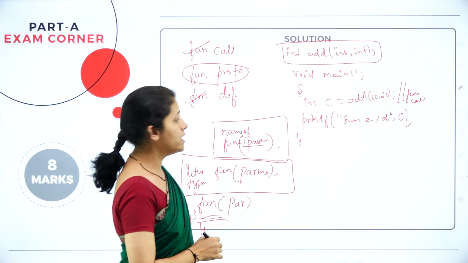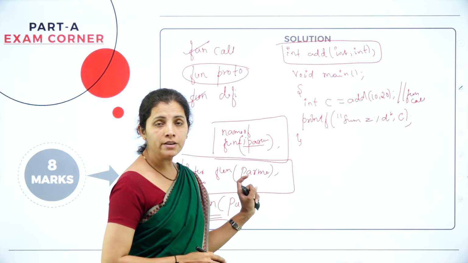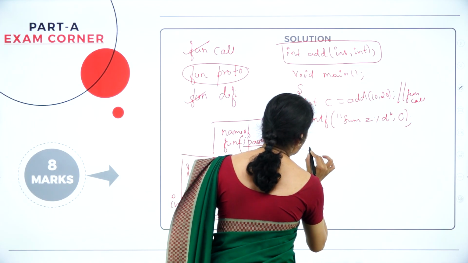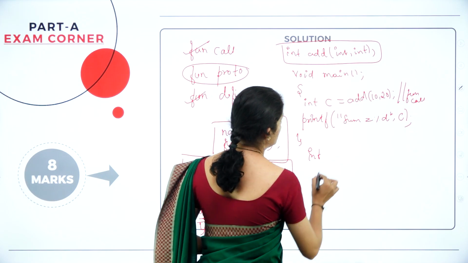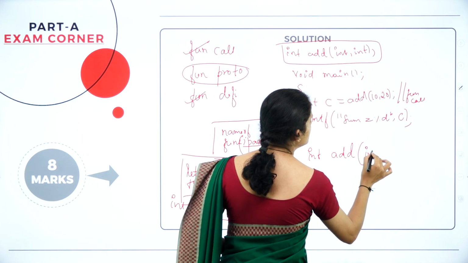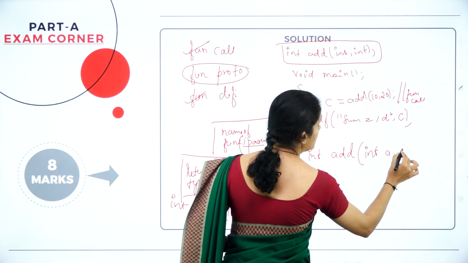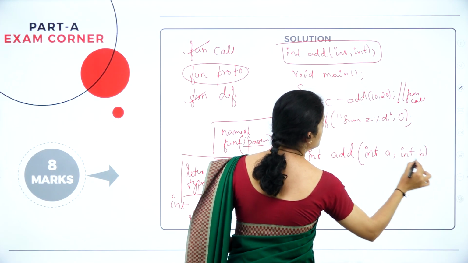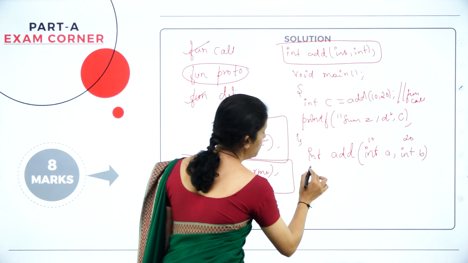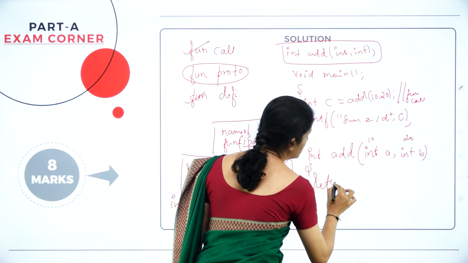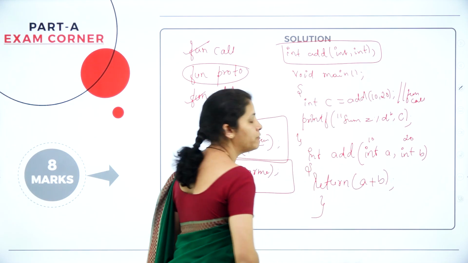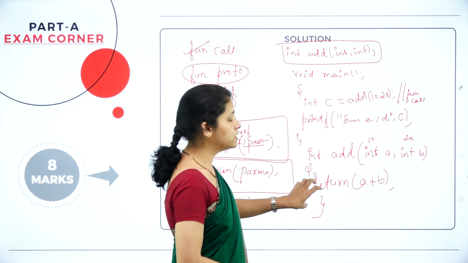Then I'll start with the function definition. A function definition must include the function prototype. Here the return type is integer, then add is the function name and it takes two parameters, int A, int B. So now A holds 10, B holds 20. Now I want to add, so I'll write return A plus B. What's the meaning? It's going to perform the addition operation and return the value.